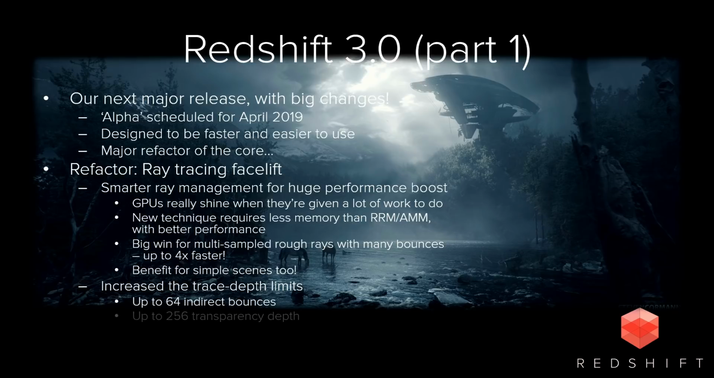And we've also decoupled transparency rays from refraction rays so they can have their own trace depth. And this is super important for opacity cutouts, transparent objects, layered things, and hair, for example, things with great depth complexity. We're going to be giving 256 trace depth.